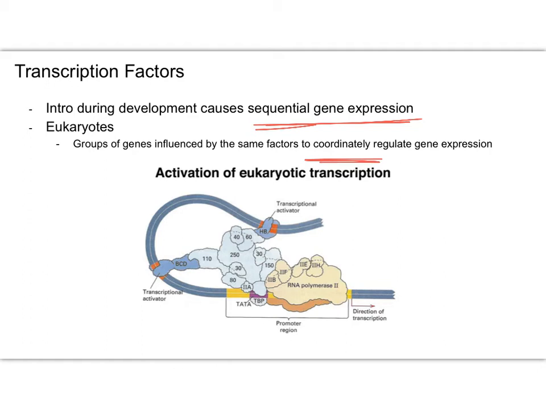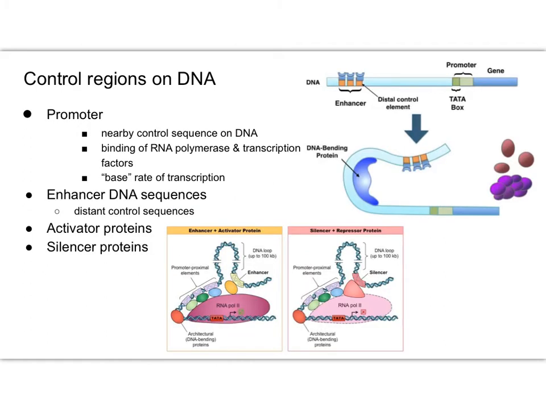So if I've got groups of genes that are affected by the same transcription factors, that allows for one transcription factor to turn everything on that will make it be a bone cell, turn everything on that will make it be a blood cell. Okay? So these transcription factors are going to help control, again, what's being transcribed and what's being not. So let's look a little closer at some of these. So some regions of control on the DNA are first going to consist of the promoter. So the promoter is going to be nearby the target gene.